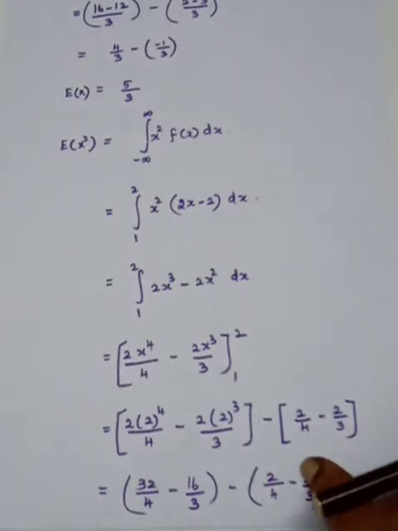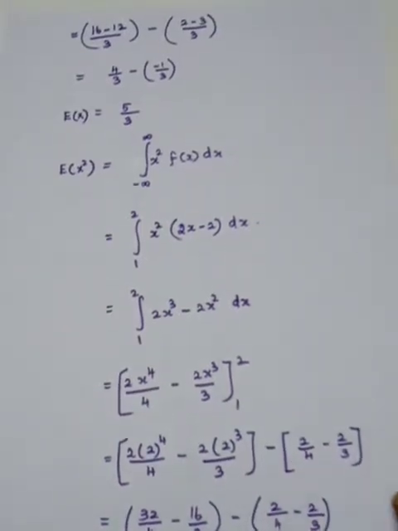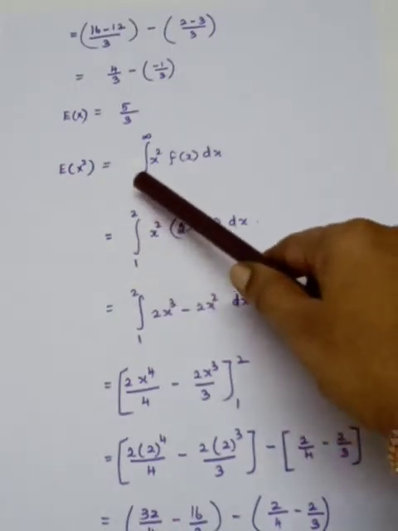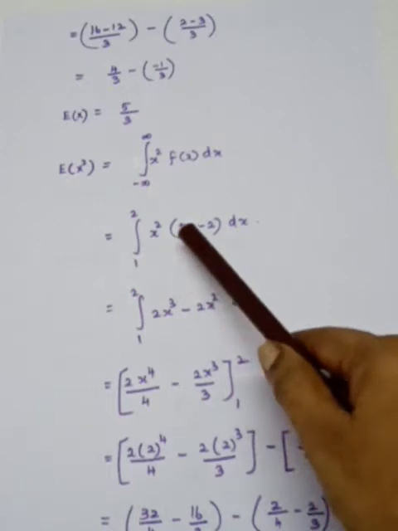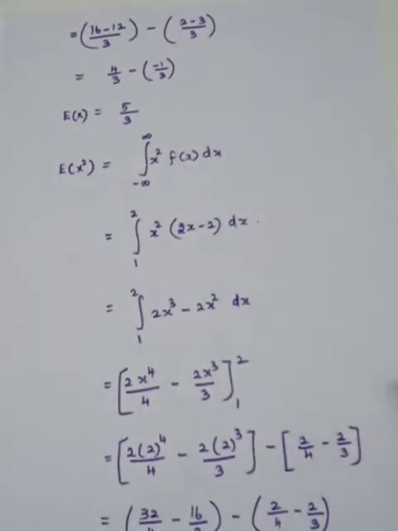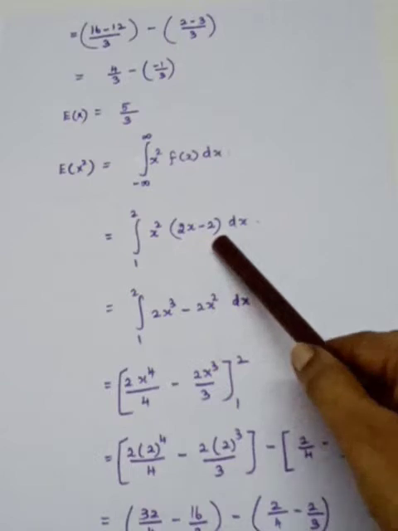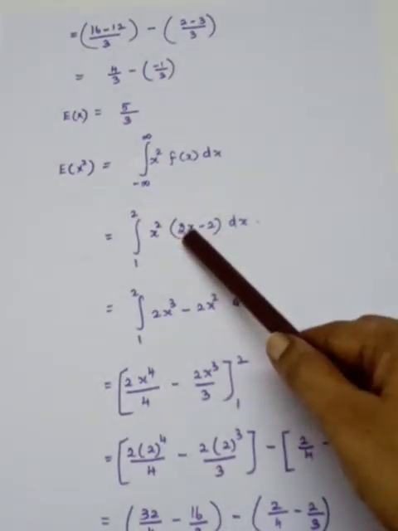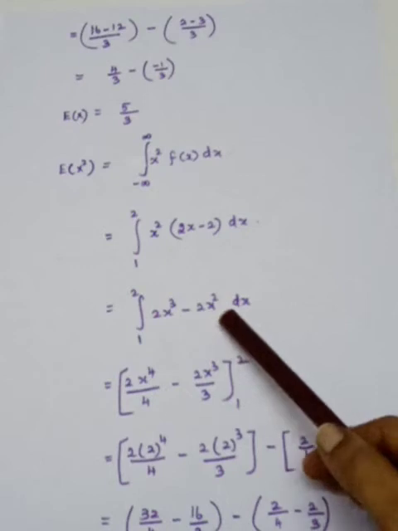Next, what do you have to find? You have to find E of x squared, to find the variance of x. What is the formula? Integral from minus infinity to plus infinity of x squared f(x) dx. We can split it as 3 integrals. In the first and the last, f(x) is 0. So we'll consider only the integral from 1 to 2 of x squared into 2(x minus 1), which I have written as 2x minus 2, dx. If you multiply with x squared, it is 2x cube minus 2x squared dx.